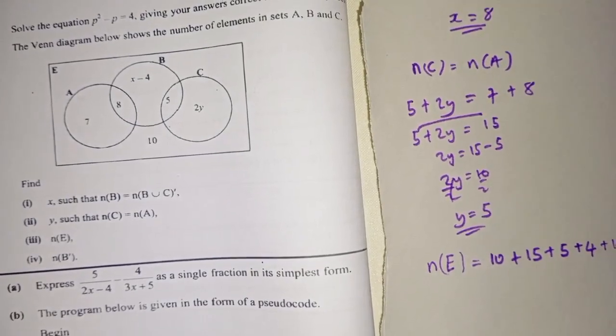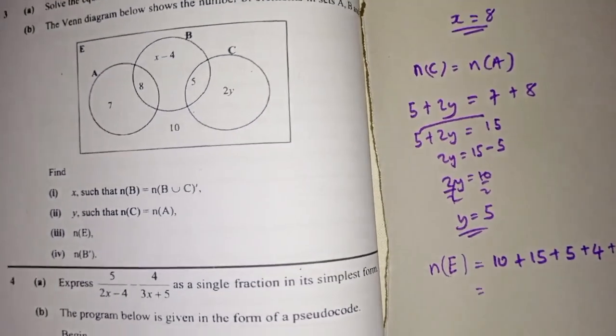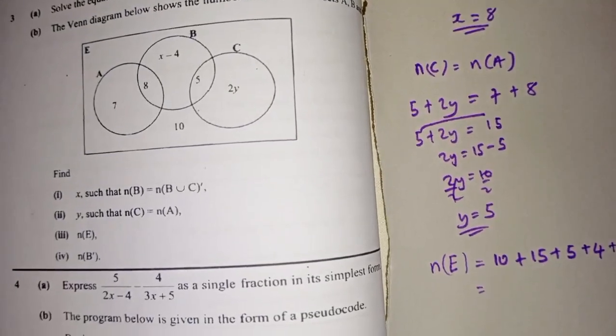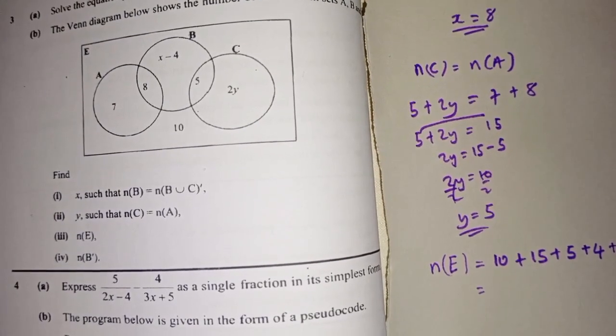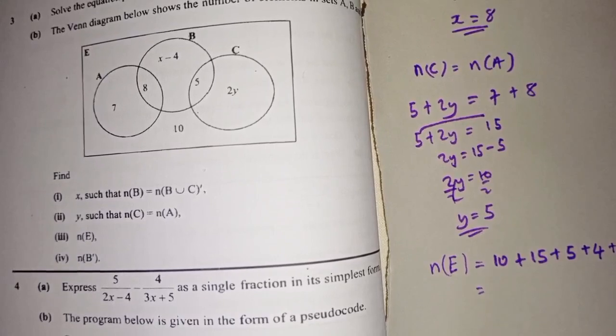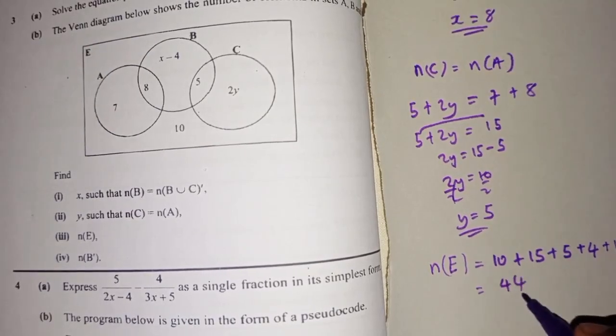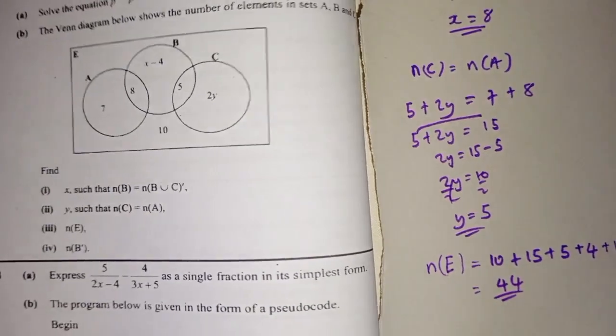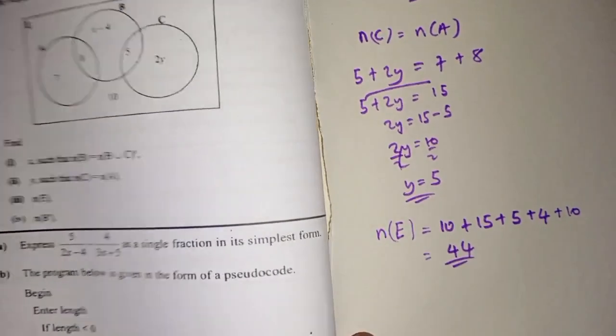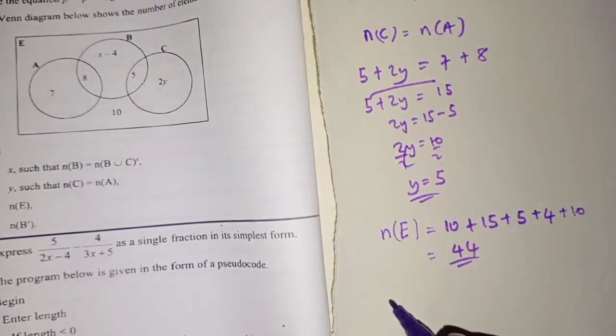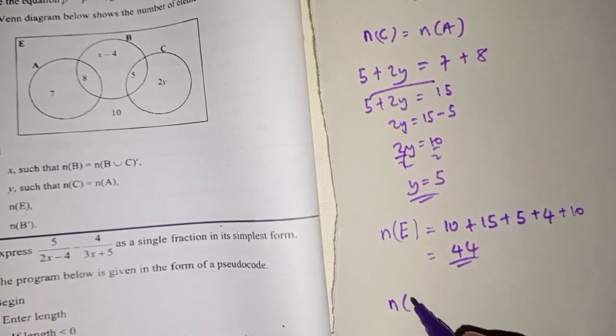So the sum of this now becomes your answer for the universal. That's 10 plus 15 plus 5 plus 4 plus 10. I'm getting 44. Maybe I could have made an error somewhere. You also need to add. Okay, but the thing is that you need to get the concept.